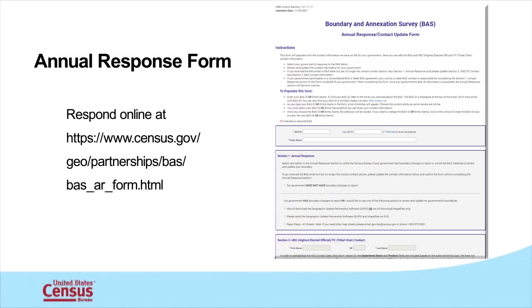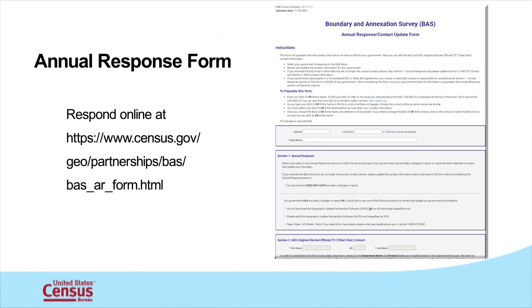Filling out the annual response form is one of the most important steps you can take as a BAS participant, even if you don't have any boundary updates to report. The annual response form is an official form sent from the U.S. Census Bureau every year to the person designated as the BAS contact in your office. You will receive an email with information on how to access the form online. The annual response form confirms the primary BAS contact and the highest elected official currently in office for your government.